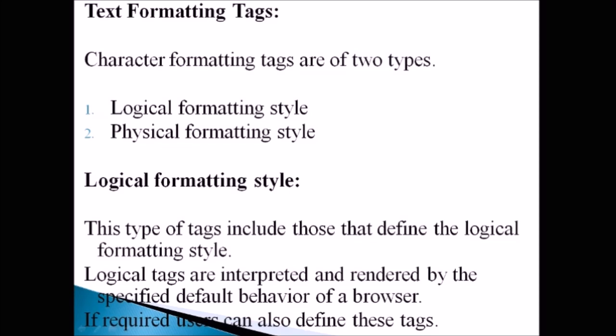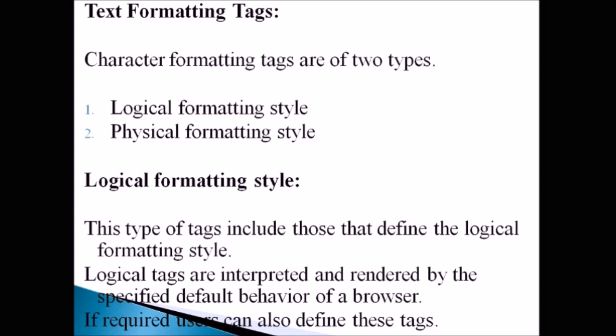The tags which are used to format only the text are called text formatting tags, and they are again classified into two types: logical formatting style and physical formatting style. Logical formatting style is nothing but the tags which define the logical formatting style, and these logical tags are interpreted and rendered by the specified default behavior of a browser. Each browser may have its default behavior. So these tags are interpreted and rendered based on that default behavior of the browser.